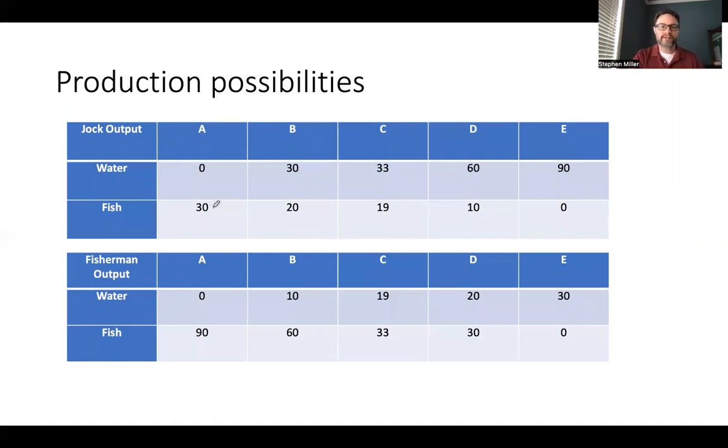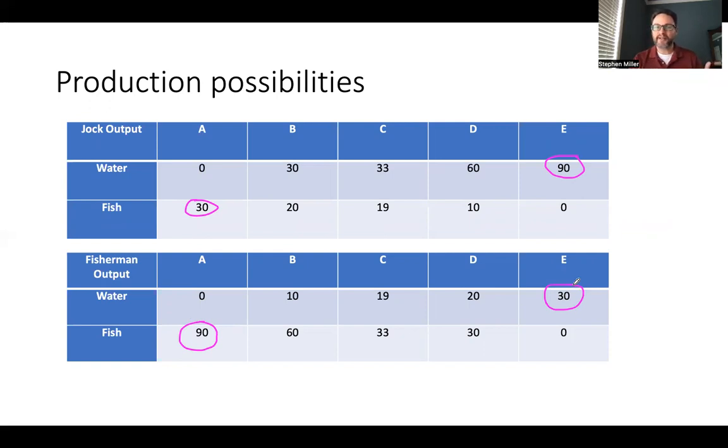So if the jock did nothing but catch fish, he could catch 30 fish a week. And if he did nothing but gather water, he could gather 90 liters of water a week. And what I did was I just made the fisherman the opposite in terms of his production possibilities. He's really good at catching fish. So if he did nothing but catch fish, he could catch 90 fish a week, but he's not so good at getting the water. All right. If he did nothing but gather water, he could only gather 30 liters of water a week.